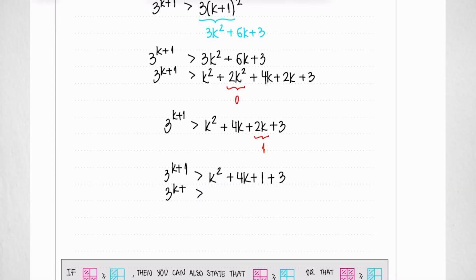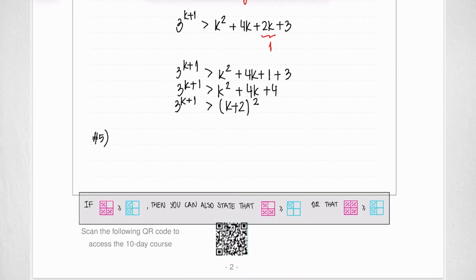We just got to our goal, which is 3 to the k plus 1 is greater than k squared plus 4k plus 4, which by the way is the same thing as k plus 2 squared. And the only thing that we still need to do is to write the conclusion. So step number 5, the conclusion.